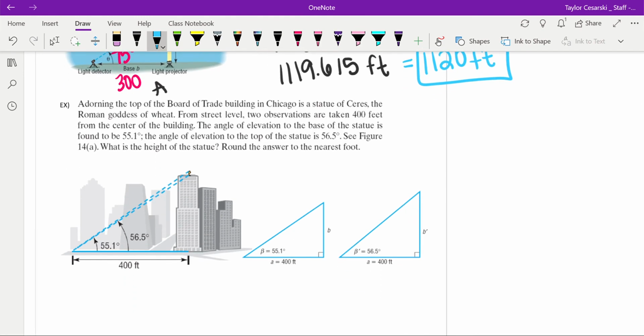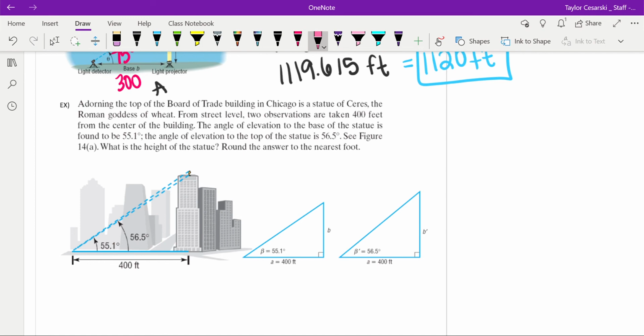Alright, the last one. It's talking about a building in Chicago, and the Roman statue of Ceres, possibly, the Roman goddess of wheat. From street level, 2 observations are taken 400 feet from the center of the building. The angle of elevation to the base of the statue is found to be 55.1 degrees. The angle of elevation to the top of the statue is 56.5 degrees. And we want to find the height of the statue.